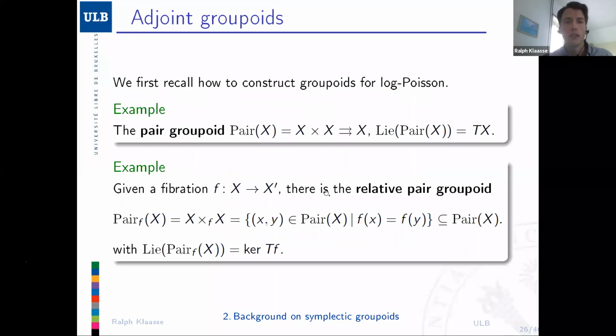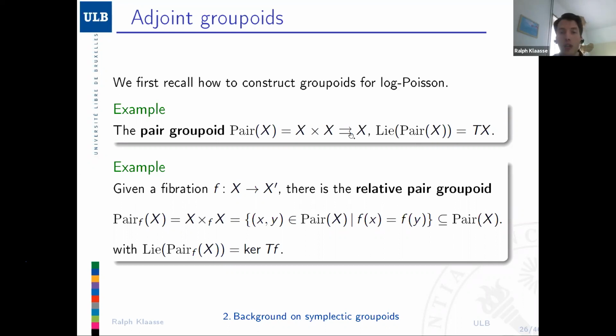OK. So let's first now recall how to construct some groupoids in the log Poisson case. And for that, I'll need two specific groupoids, both of which are, well, it's not entirely true, but both of which will be adjoint integrations. The first of which is, of course, very simple, right? It's just a pair groupoid. This one has, as its Lie algebroid, the tangent bundle.